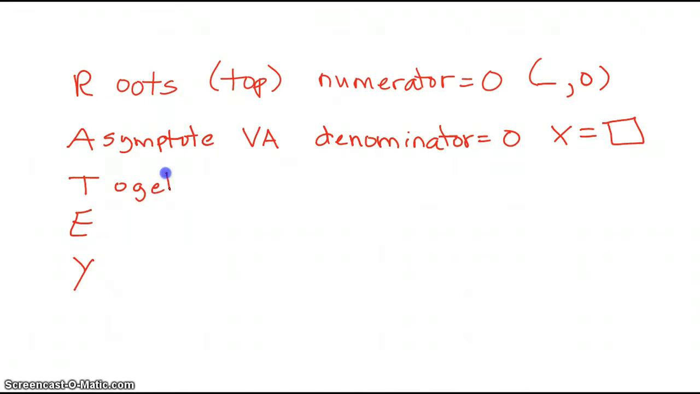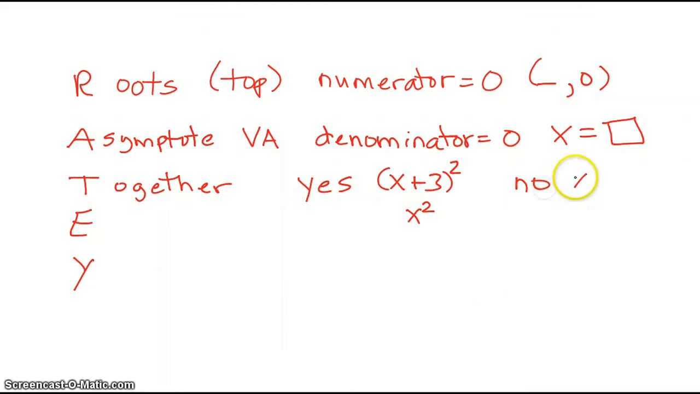Then the T means together, and for together you just put yes if it's a special square. Like if I had x plus 3 in a parenthesis with the squared on the outside, that's special. If I had x squared, that's special. Or no, if I have anything else like x squared minus 4, or if I had x plus 2 times x minus 3, these two are not the same. So to be yes, they have to be the same.